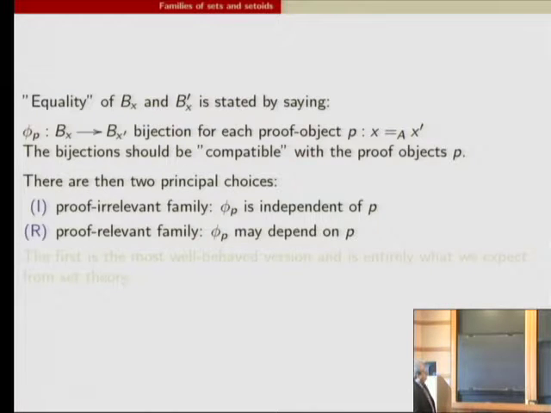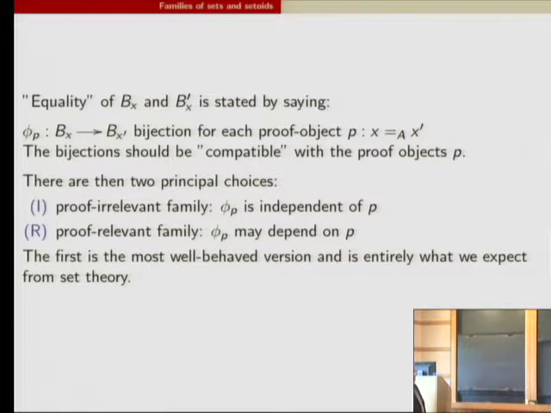So one could think of two cases here. Either the bijection will be independent of this proof, and in this case we call it proof irrelevant. Or it may depend in some way on P, on the proof. Independent in exactly what sense? It depends on the existence of the proof. Independent means that if you have two proofs P and P prime, then those two will be extensionally equal functions. Otherwise, we say it's proof relevant in some way.